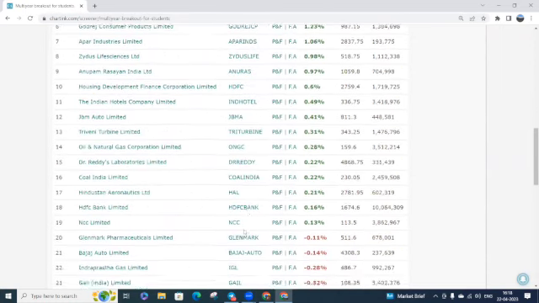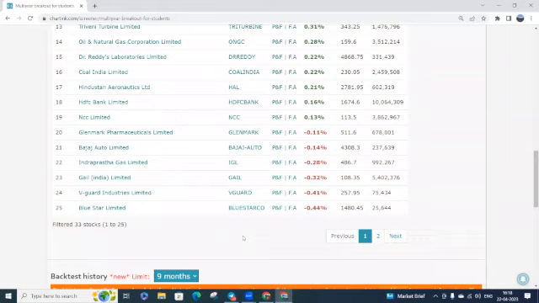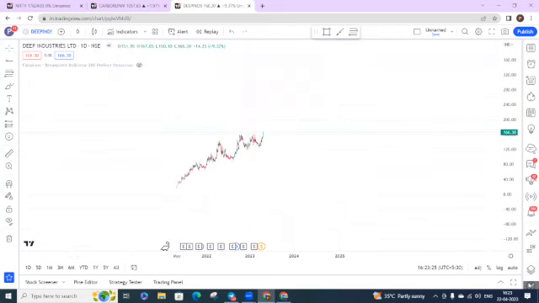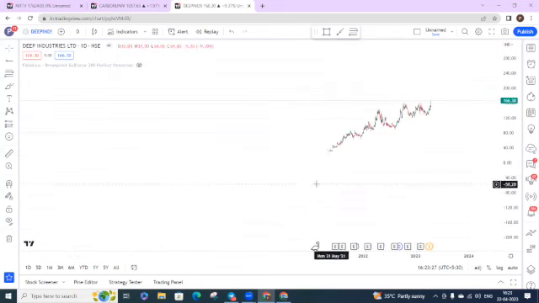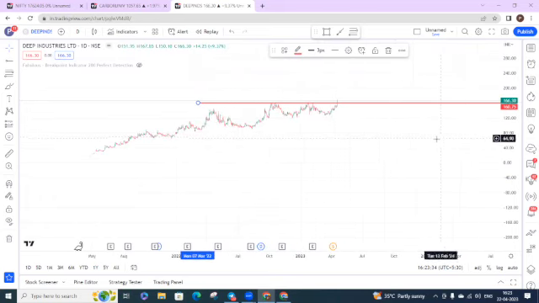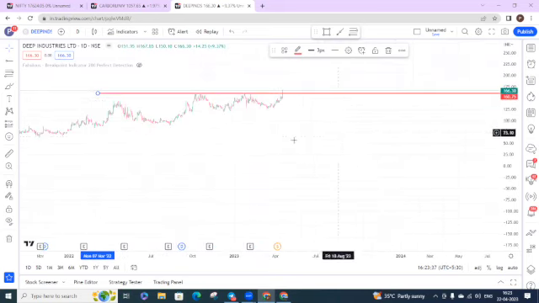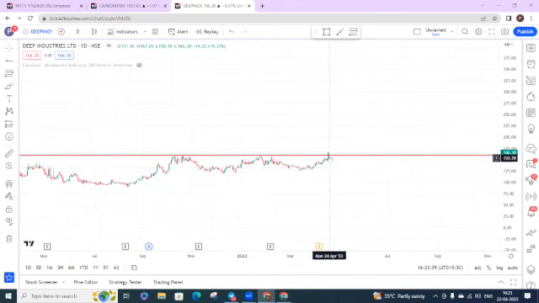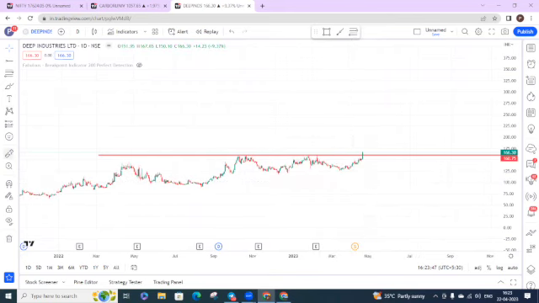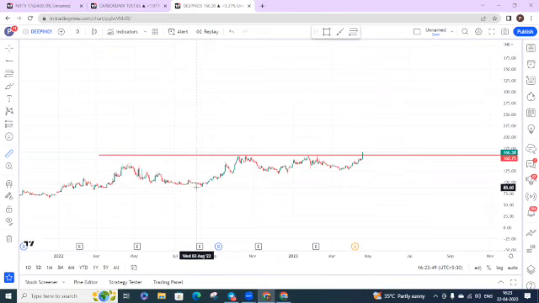Okay, so I'm getting only these 2533 stocks. Deep Industries, this is also a share which is moving above the 5-year moving average. It is currently at 166 and above. I think this is a good pick for buying. Deep Industries looks good. When it moves up, we can see a target from year to year.